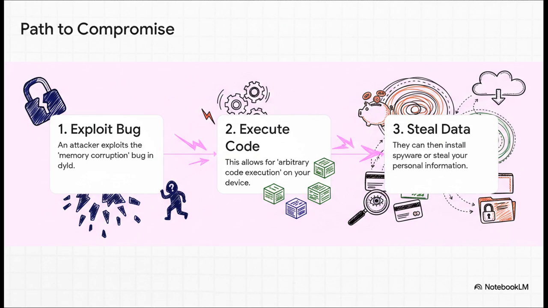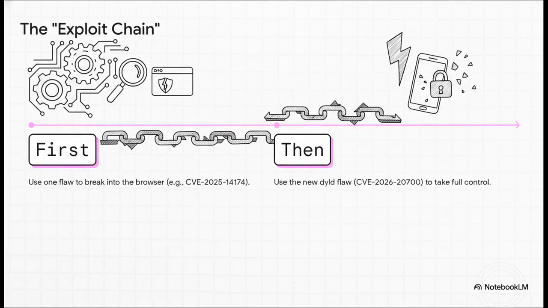Fancy words, but it just means the hacker can now run their code on your device. It's like they've just been handed the keys to your phone. And once they have the keys, they can do anything. Install spyware, grab your photos, steal your passwords, anything. And get this, these hackers are smart. They rarely rely on just one trick. They use something called an exploit chain. It's brilliant in a scary way.